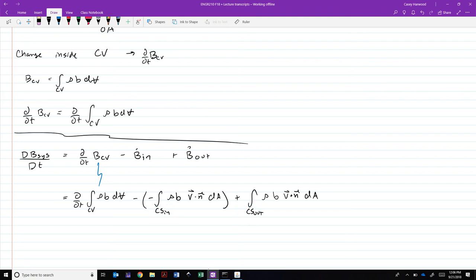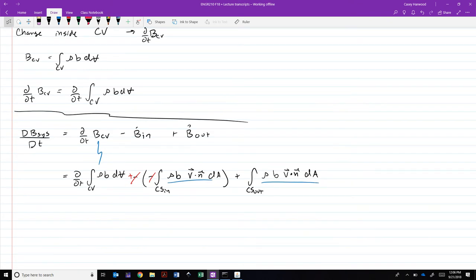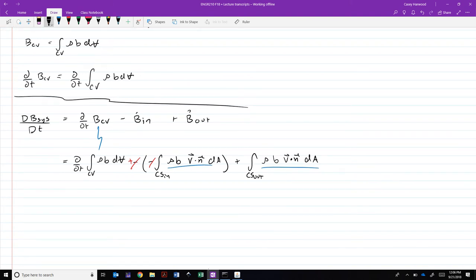First things first, we notice we've got a negative negative, so these can cancel out and we end up with a positive instead. The other thing we can notice is that the integrands of both of these integrals are the same. We're integrating the same quantities, but over different domains. So we can simply add together those domains and integrate over the union of the control surface inlet and the control surface outlet. If we combine the inflow portion and the outflow portion, plus any portions where there's no flow at all, we get the entire control surface. So we can rewrite this instead as d/dt of the integral over the CV of rho b dV plus the integral over the entire control surface of rho b v dot n dA.